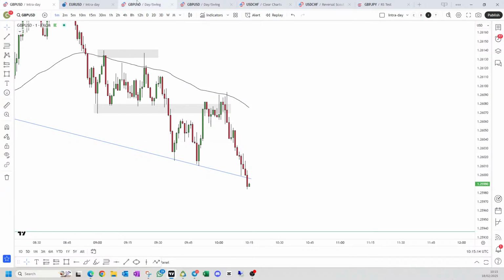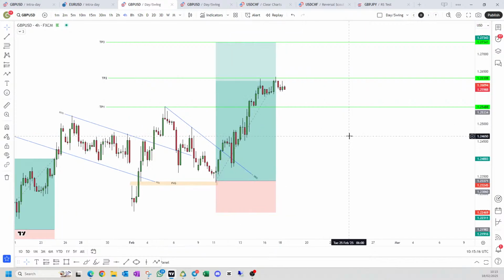You holding the GU buy till TP3? Yeah, of course. Why wouldn't I? That's the strategy, right? TP1, TP2, TP3.